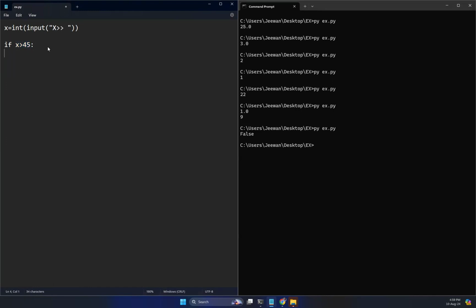Then you need to have the indentation, right? You don't have brackets here, no? Therefore we need to have an indentation in order to specify that these statements must be executed if the condition is true. Then I'm going to have one tab space, print x value is greater than 45.